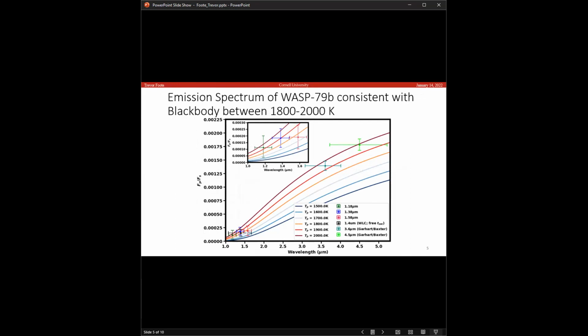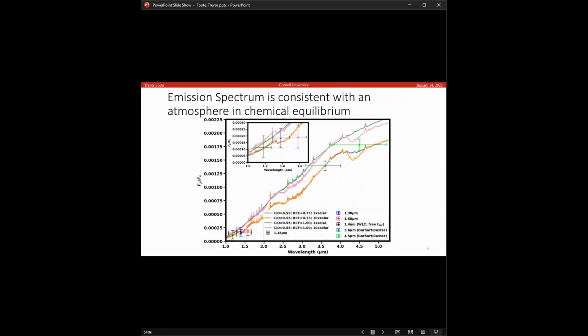Then we did a reduced chi-squared comparison using ATMO's library of forward models to look at atmospheric properties under a number of different assumptions. The first was an atmosphere in chemical equilibrium. Here we found that the best fits were atmospheres that had solar metallicity and solar C to O ratio with a recirculation factor of 0.75.